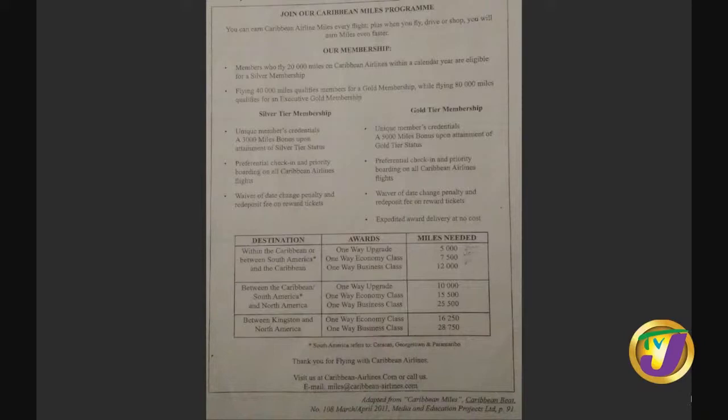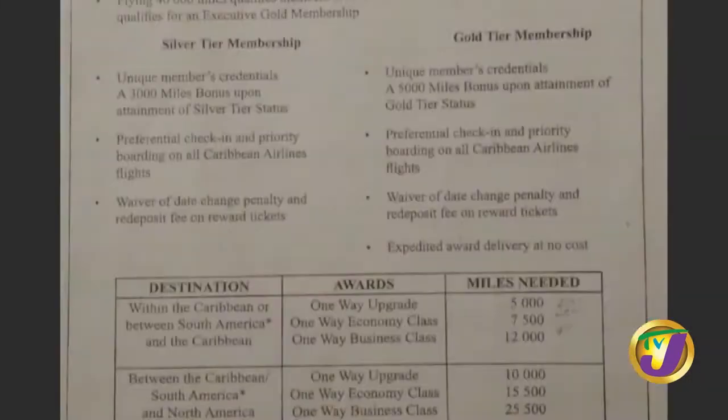So let's look at the Silver tier membership. Unique members credentials, a 3,000 miles bonus upon attainment of Silver tier status, preferential check-in and priority boarding on all Caribbean Airlines flights, waiver of date change penalty and redeposit fee on reward tickets. So that's for the Silver.